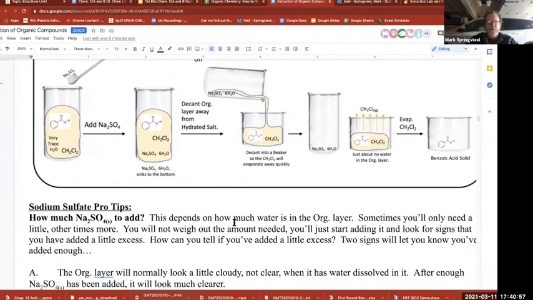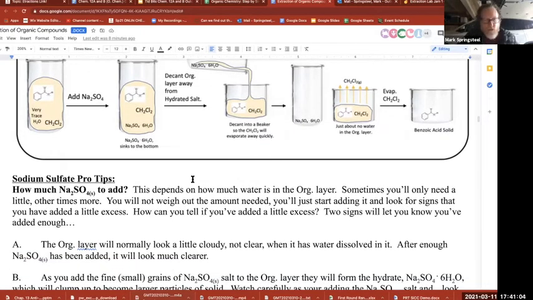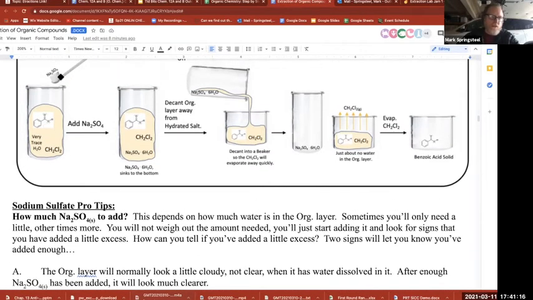Okay, now, pro tip: how much sodium sulfate to add? In lab, you wouldn't normally weigh out a certain amount of sodium sulfate. You just kind of eyeball it. As you're adding the sodium sulfate, and with experience you get good at this, you'll notice the solution starts to get clear, which shows you there was dissolved water in there and now it's going away.